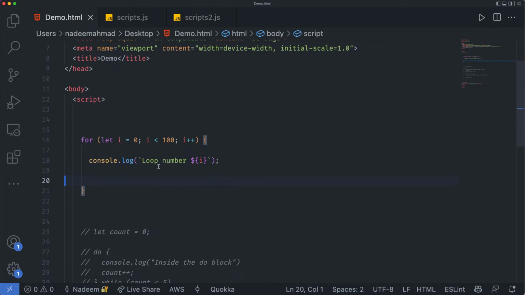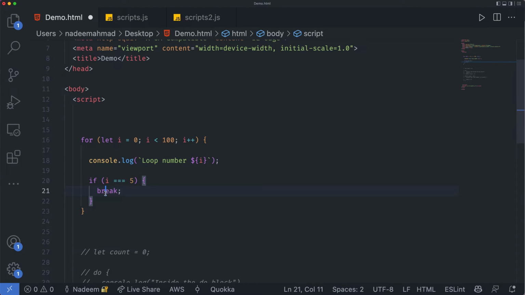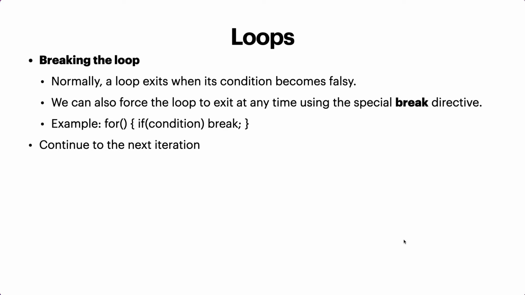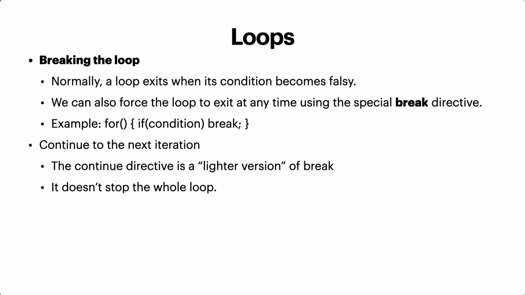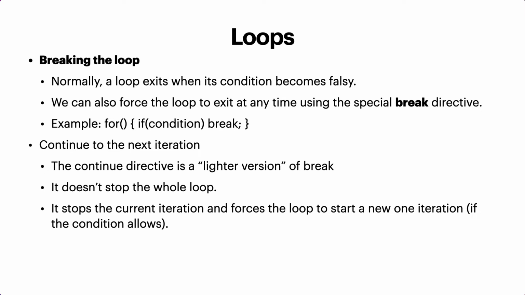So in that case, you need the break statement. So yeah, this is how you can break out of the loop. Let's continue to the next iteration. So we have 2 different things: breaking the loop and continuing to the next loop. The continue directive is a lighter version of break. It doesn't stop the whole loop, but it stops the current iteration and forces the loop to start a new iteration if the condition allows.